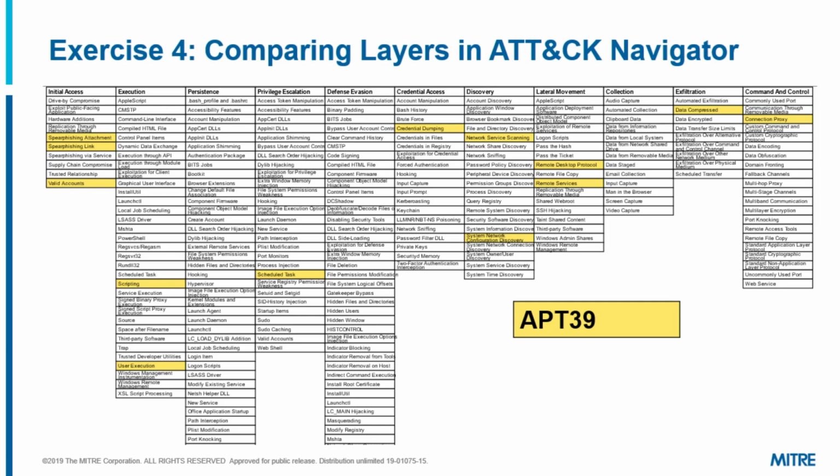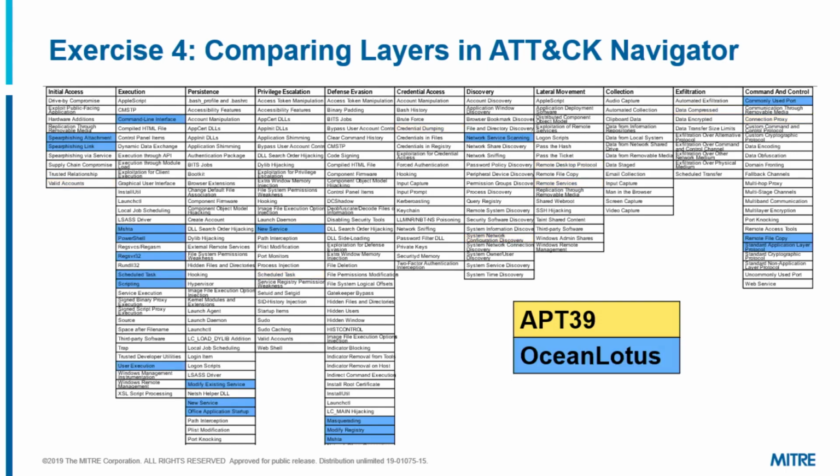Let's go over exercise 4, which is all about comparing layers in ATT&CK Navigator. You started out by manually selecting the different techniques used by APT-39. Those are shown on the slide in yellow, but you created an ATT&CK Navigator layer for this. You then created a separate layer with the Ocean Lotus techniques, again manually selecting those. We've colored those blue on the slide. You then used that combine logic to combine those 2 layers, and then you made it look pretty.